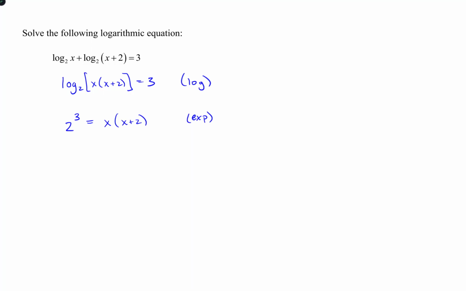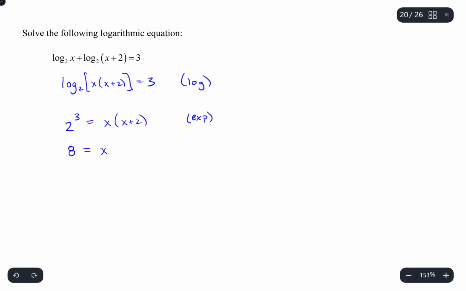The next thing that we need to do is start simplifying things. 2 to the third is 8, and this x can distribute into this set of parentheses, giving x times x is x squared, x times 2 is 2x. Because of this squared value, so the largest exponent is 2, that means we have a quadratic. To solve any quadratic, we need to bring everything to one side of the equation. So I'll just subtract 8 from both sides to get rid of it on the left-hand side.